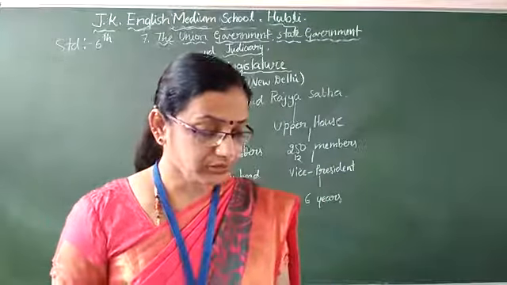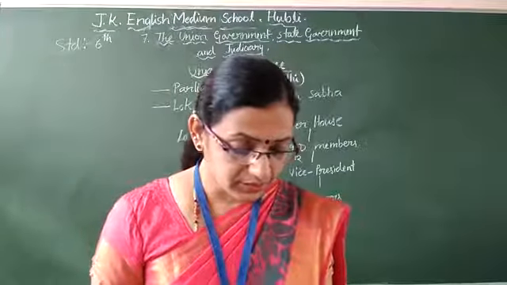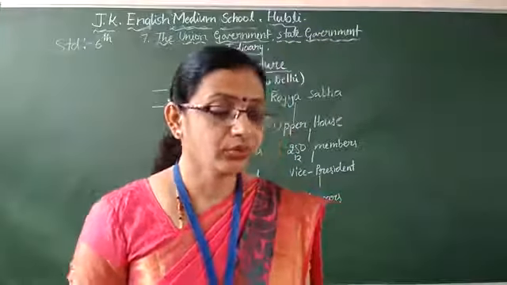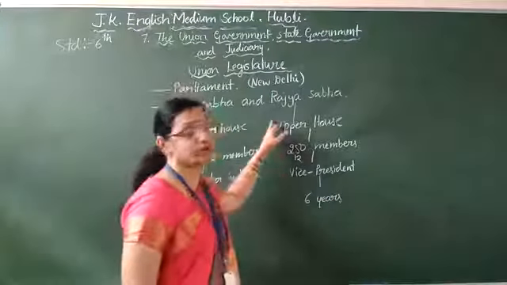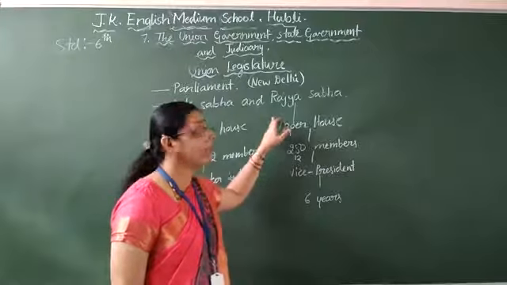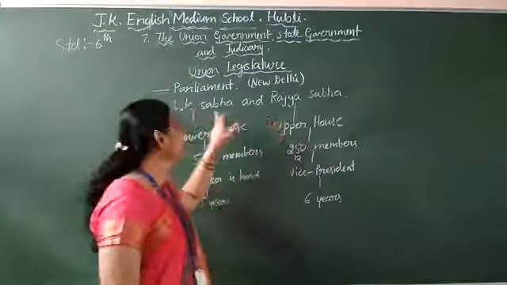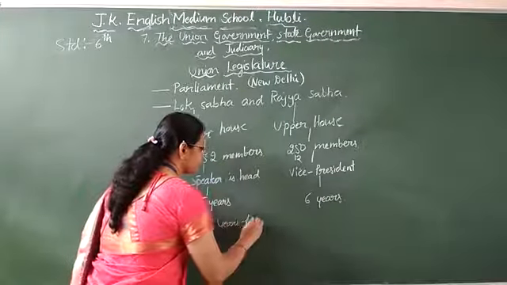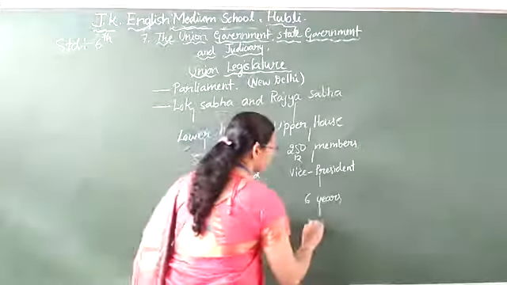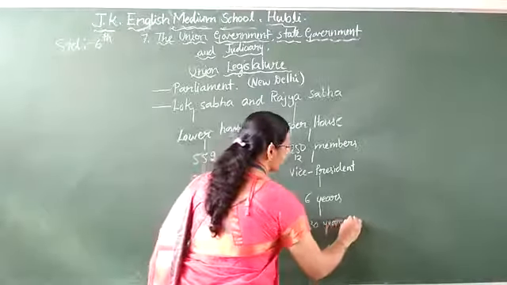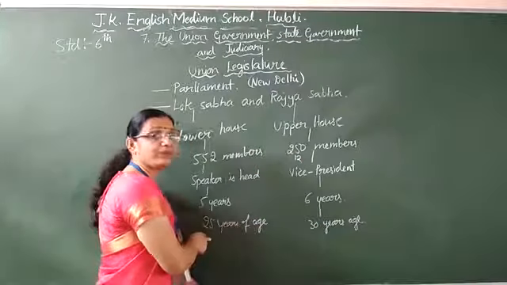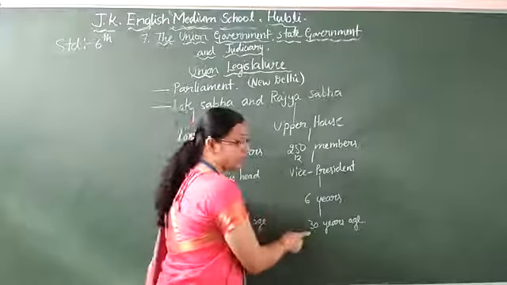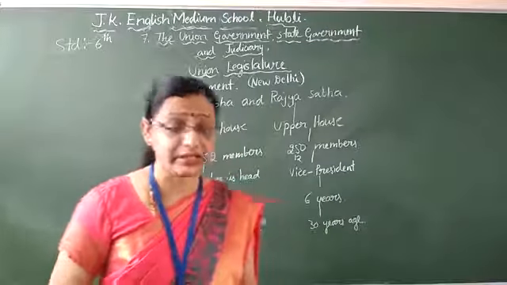And regarding Rajya Sabha, children, already explained all these things. Only in the qualification of the Rajya Sabha members also same thing only. He must be a citizen of India. Only in the age, it is 30 years. Here, age is 25 years. Here, it is 30 years. That means, if you want to become a member, you should be more than 25 years. For the Rajya Sabha members, your age should be 30 years.